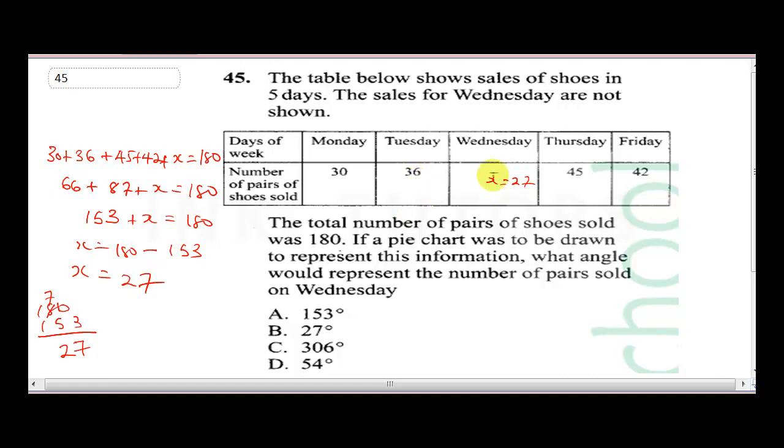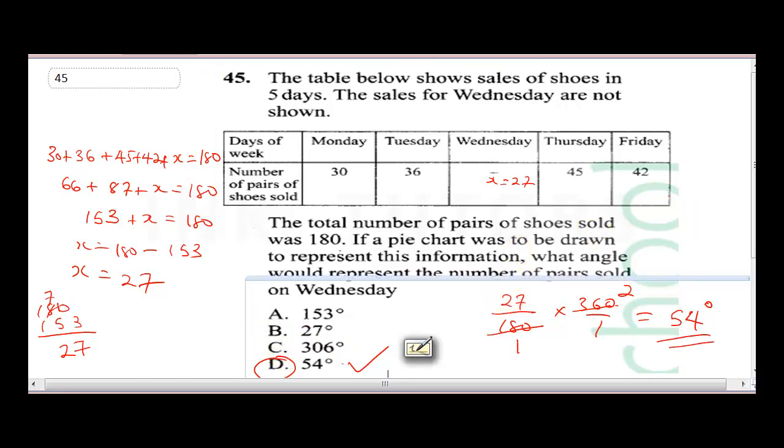But the question said, what angle would it represent on a pie chart? Now remember, a pie chart has to do with 360. So to get the angle, you have to do 27 over the total, which is 180, times 360 over 1. Now, 180 can divide here is 1, here is going to be 2. So this is going to give us 27 times 2, and that is going to give us 54 degrees. Because 2 times 7 is 14, 4 carry 1. 2 times 2 is 4 plus 1, that's 5. So the final answer here is 54 degrees. So that is the correct answer here.